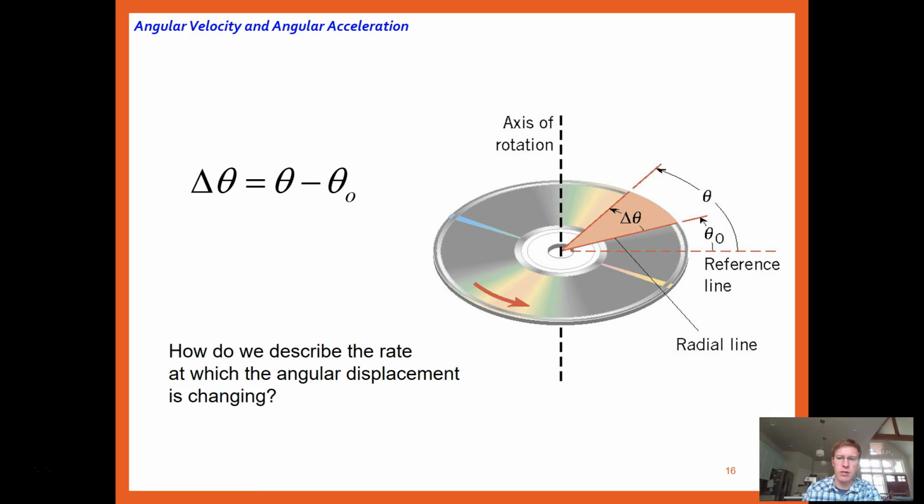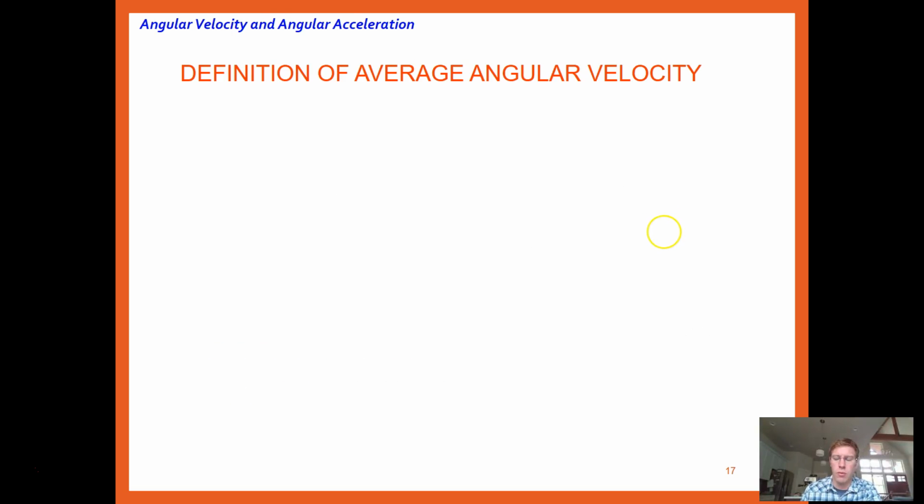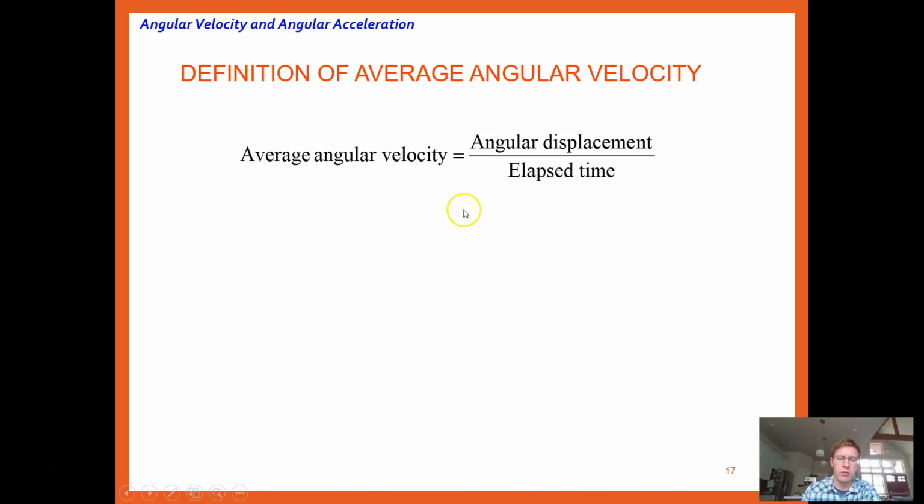All right, so we've talked about angular displacement. That's fun and good, but we need to move on, right? What about angular velocity, acceleration, and so on? So we're going to talk now about angular velocity, and then angular acceleration.